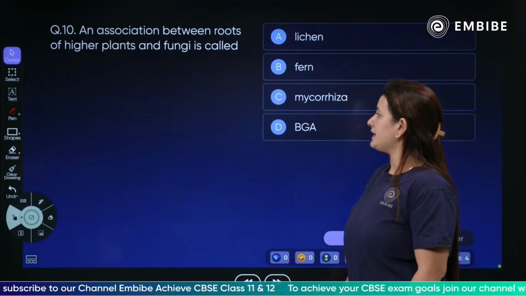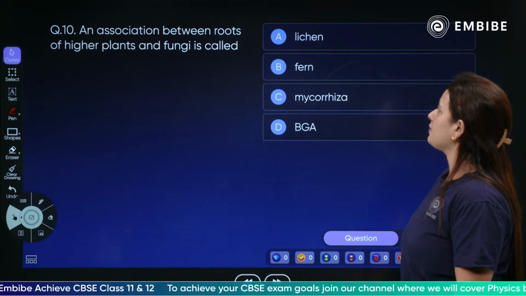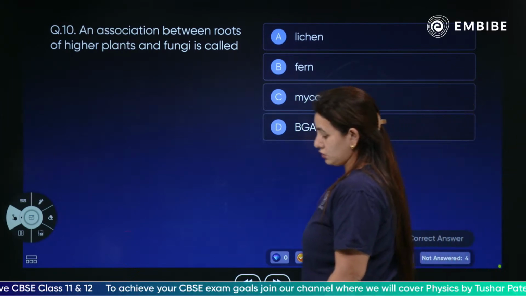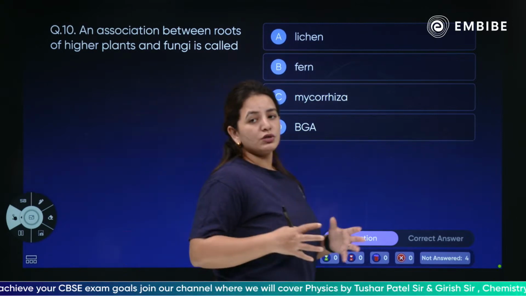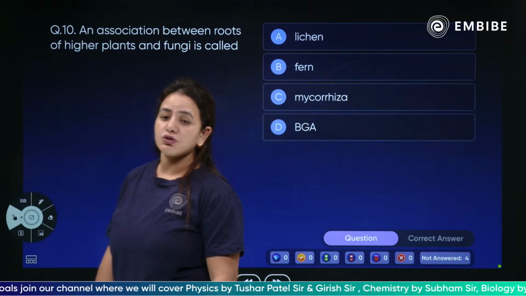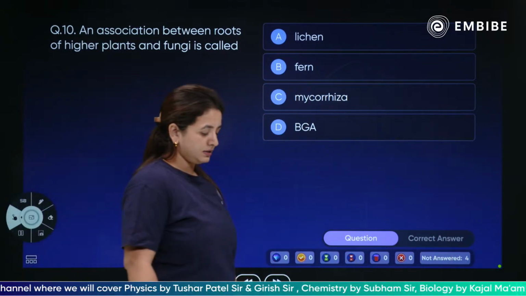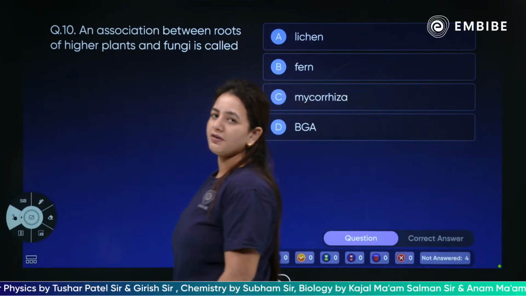Okay. Next question. An association between roots of higher plants and fungi is called, yes, this is also very easy. An association of fungi with the roots of higher plants. What do you think would be the association of the roots with the higher plants?